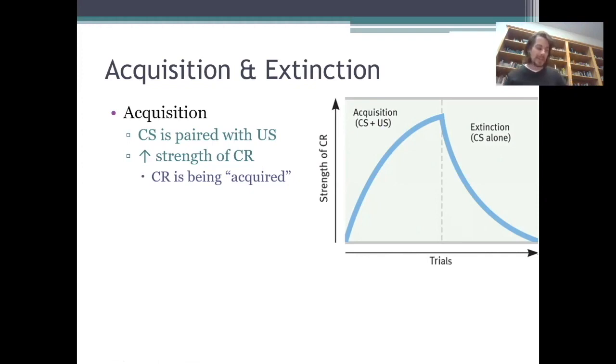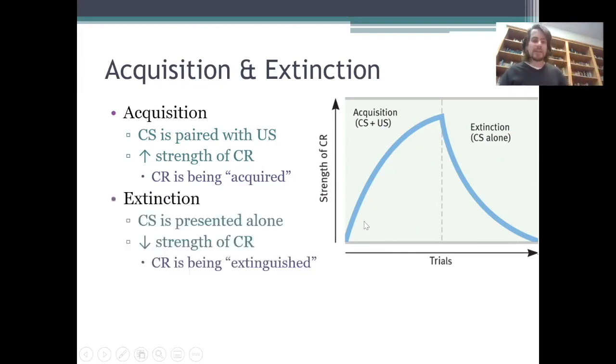So in classical conditioning experiments, acquisition trials are where the CS and the US are being paired together, right? And as you can see here, as a result of those pairings, we typically see the conditioned response getting stronger. More acquisition trials equals a stronger conditioned response. So the animal is acquiring the conditioned response. Why is it acquiring it? Because the CS is being paired with the US. So that's what happens during acquisition. You pair these two stimuli and the conditioned response gets stronger.